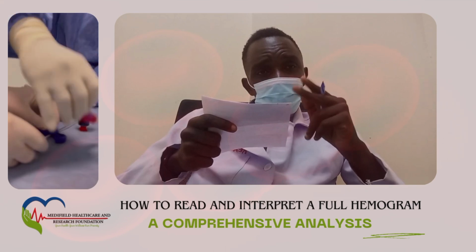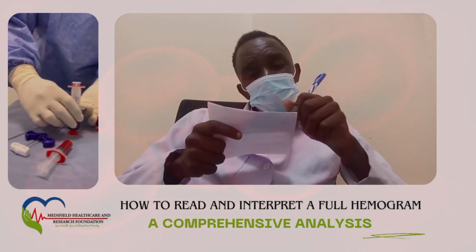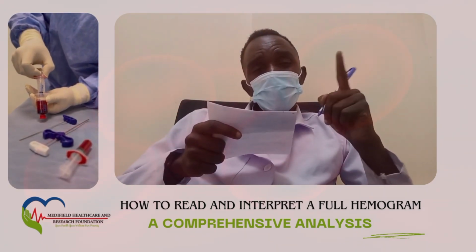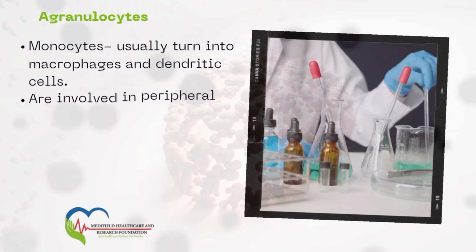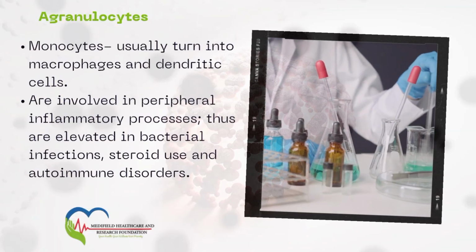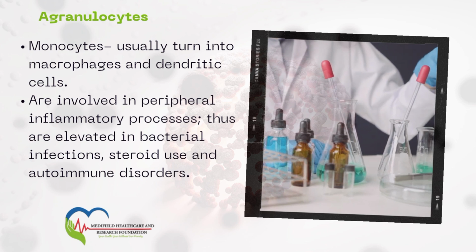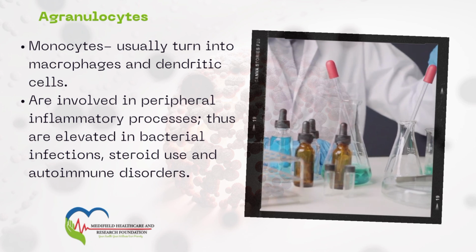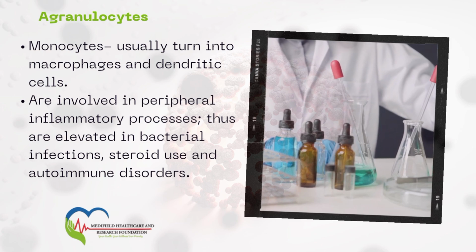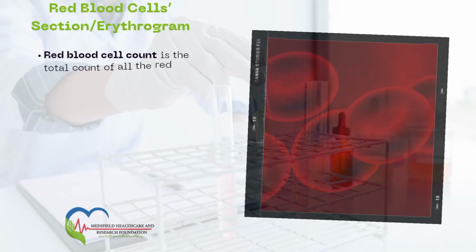Monocytes usually turn into macrophages and dendritic cells, and they are therefore involved in peripheral inflammatory processes. Monocytes are therefore usually elevated in bacterial infections, steroid use, and situations where there are autoimmune disorders. We'll look at examples later, but for now let's go straight to the red blood cell section.